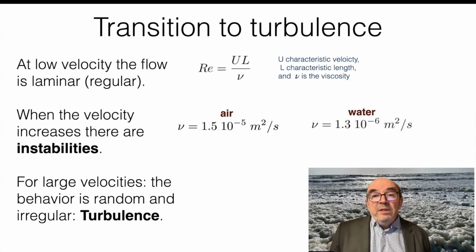And what is the viscosity? So it's a number which characterizes the flow. And in the air, it's of the order of 10 minus 5. The unit is square meter per second. And in the water, it's about the order of 10 minus 6.